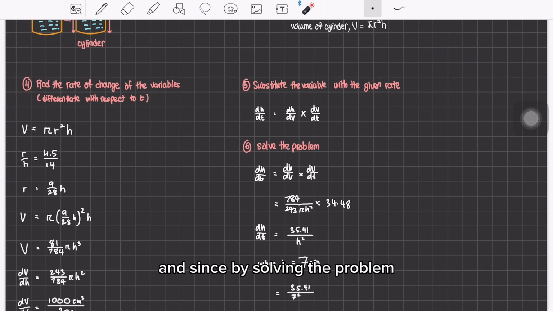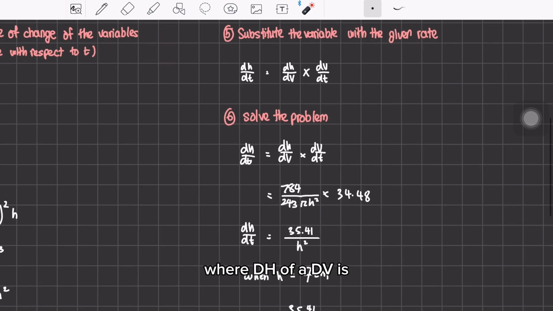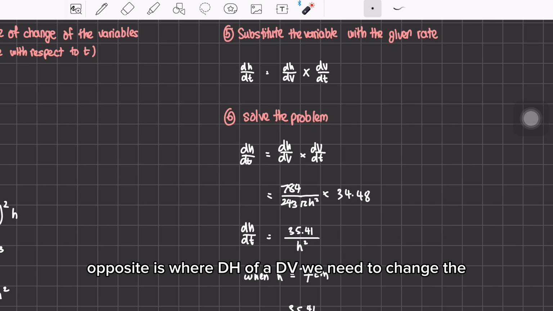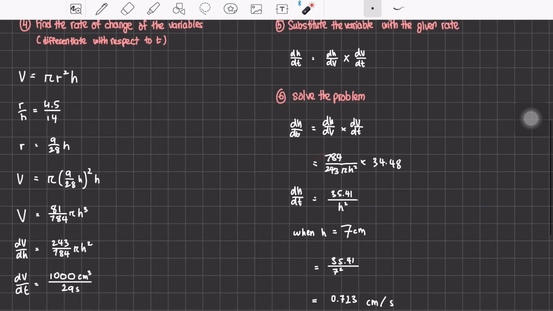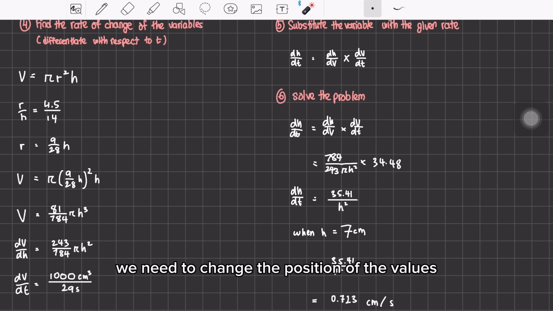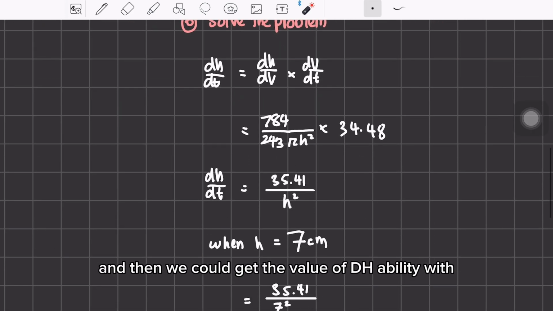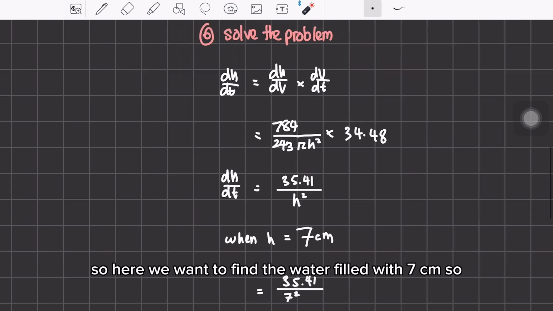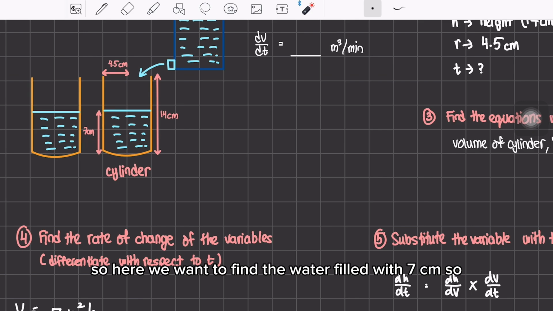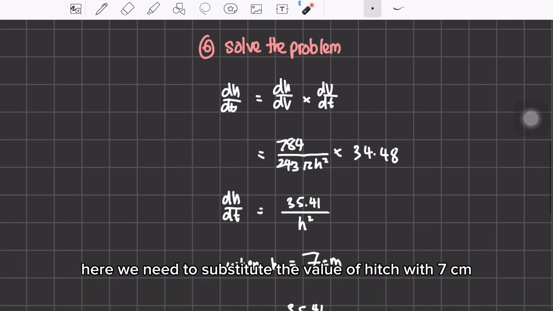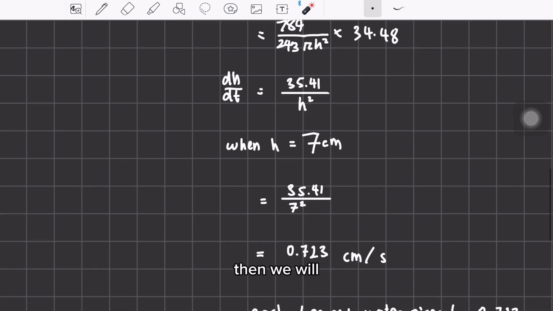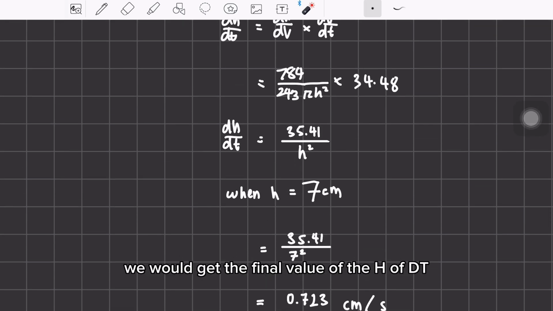And sixth, by solving the problem, we just simply substitute these values, where dh over dV is the opposite, so we need to change the position of the values, and we multiply it by dV over dt, and then we could get the value of dh over dt with respect to h. So here we want to find the water filled with 7 centimeters. So here we need to substitute the value of h with 7 centimeters. Then we would get the final value of dh over dt, which is 0.723 centimeters per second.